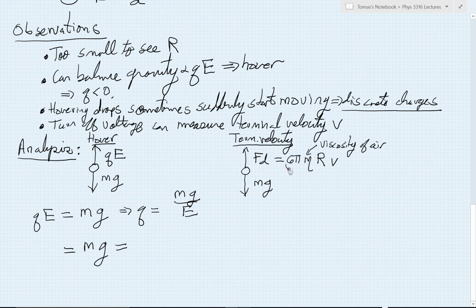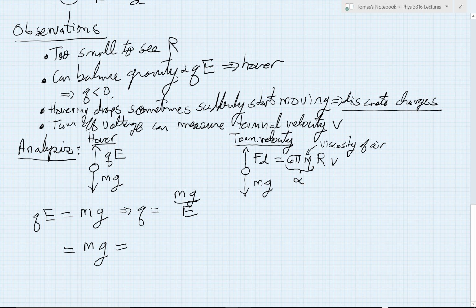Now, just to make the algebra a little easier, since this is here just a constant, let me call this combination of parameters alpha. So mg then will just be some known constant characterizing the air times the unknown radius of the droplet times the observed terminal velocity. So this gives us one equation to try to determine the mass of the particle, but unfortunately we've just introduced a second unknown, the radius of the particle.